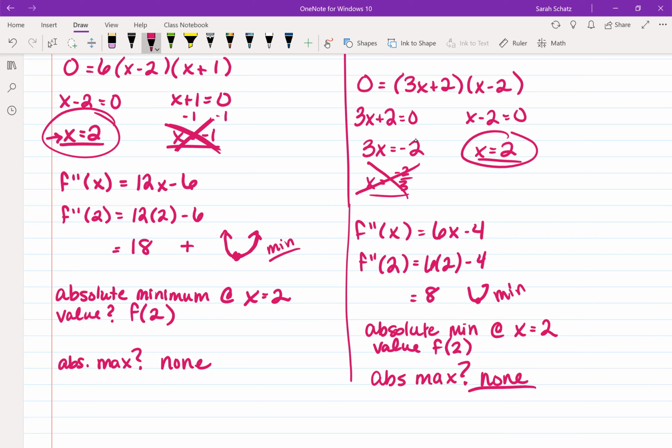The only way that you could have both a min and a max in your interval is if, for example, both of these critical points were in your interval and one was a min and one was a max. Remember, you can't look at any other values except for critical points.